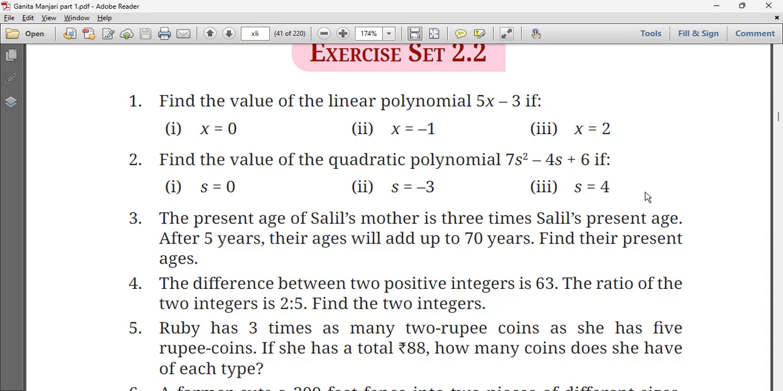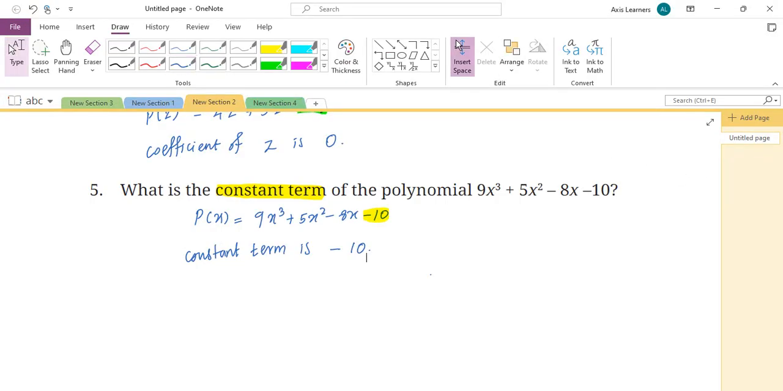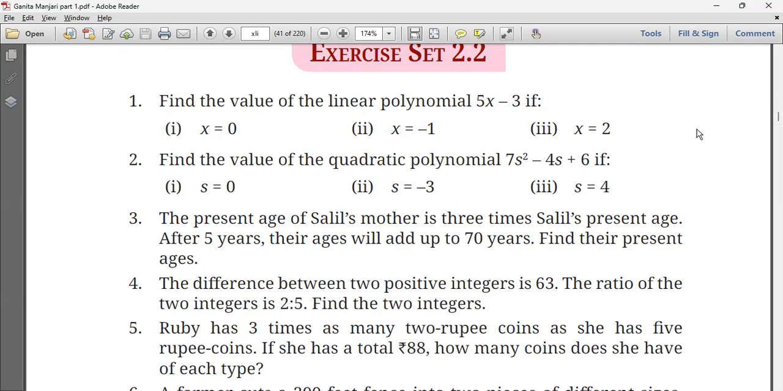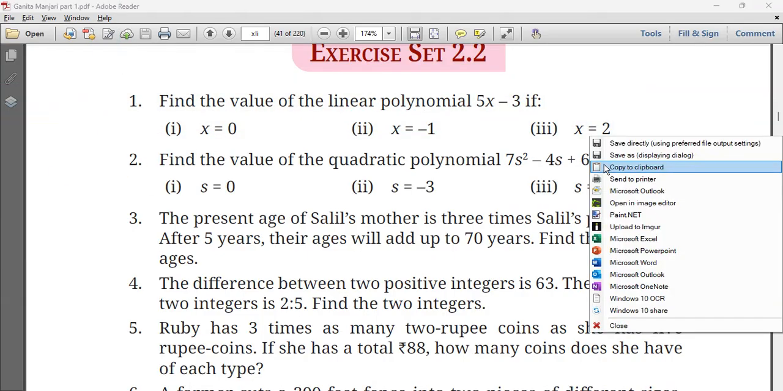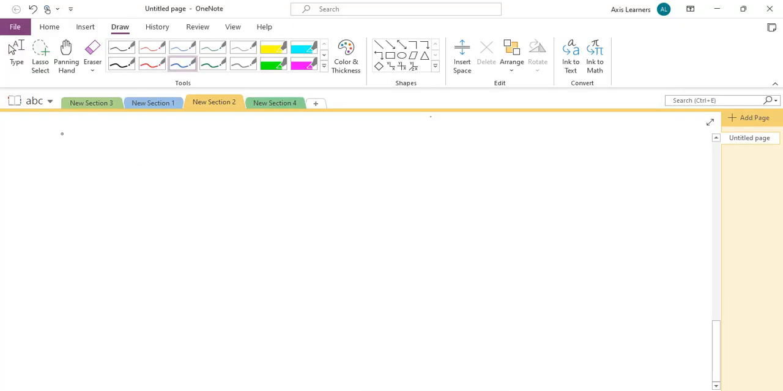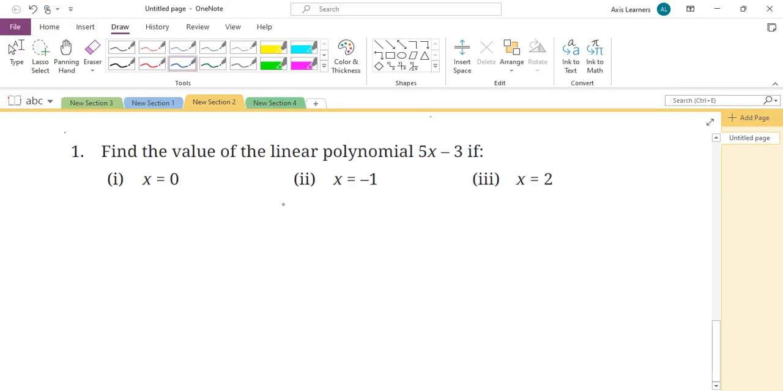We will do the second exercise now. Okay. Second exercise is very simple. I will explain the questions one by one. We'll see the first question now. Okay. Look at the first question.